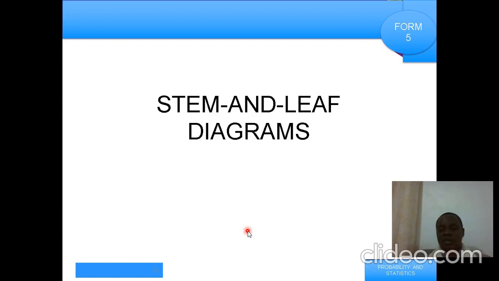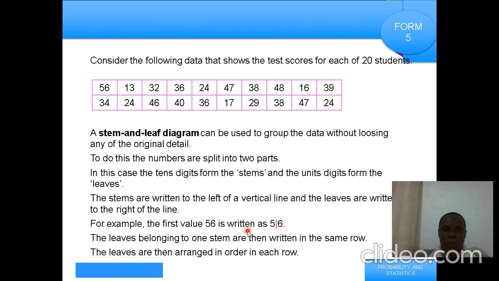Stem and leaf diagrams, you have done this before, so it's just an overview. When you have data like this, it's just data. For this test scores of 20 students, this one scored 56, 13, 32, 36. They all have results here. We want to draw a stem and leaf diagram to group this data without losing any of the original details.